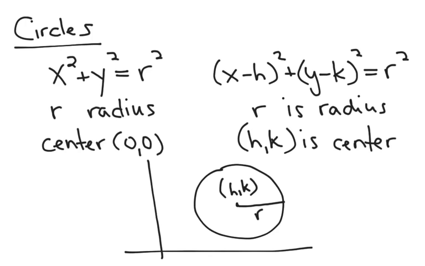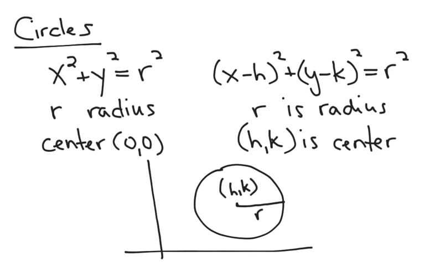In geometry, we spent quite a bit of time talking about circles. Now we're going to talk about circles on the coordinate plane. The equation of a circle comes from the distance formula, which is why it kind of looks similar to the distance formula. So the circle whose center is at the origin has the equation x squared plus y squared equals r squared, where r is the radius and the center is at 0, 0.